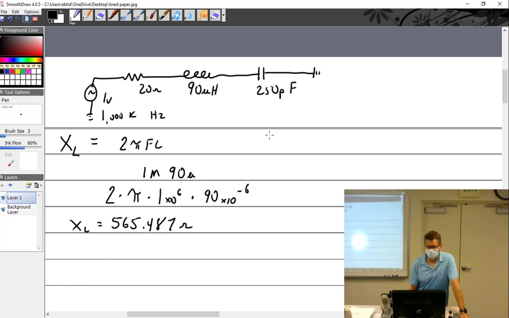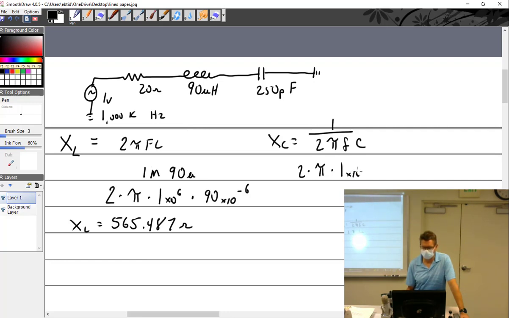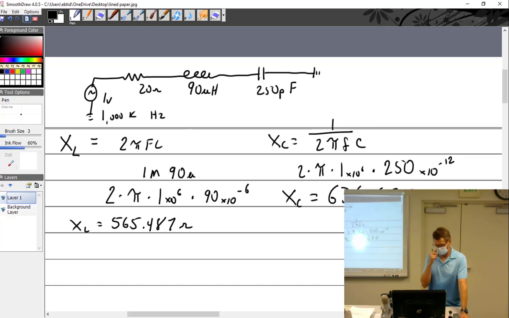Okay. X of C equals 1 over 2 pi FC, so that's 2 times pi times 1 10 to the 6th times C, which is 250 pico, that's times 10 to the negative 12. I have X of C equals, anybody get it? 636.620, if you like, ohms.